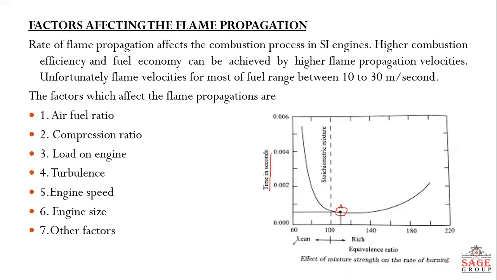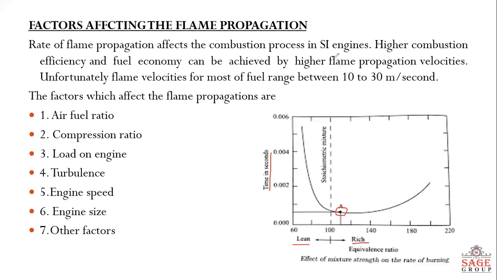When a mixture is made leaner or richer, we can see the flame speed is decreasing or the time taken for combustion is increasing. Less thermal energy is released in case of lean mixture, resulting in lower flame temperature, whereas a very rich mixture may lead to incomplete combustion, which again results in a smaller amount of heat energy released.